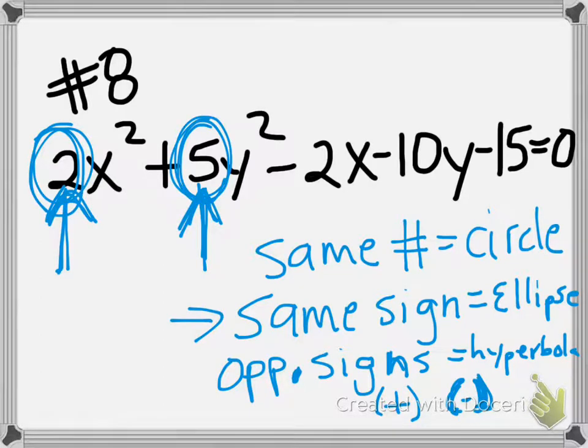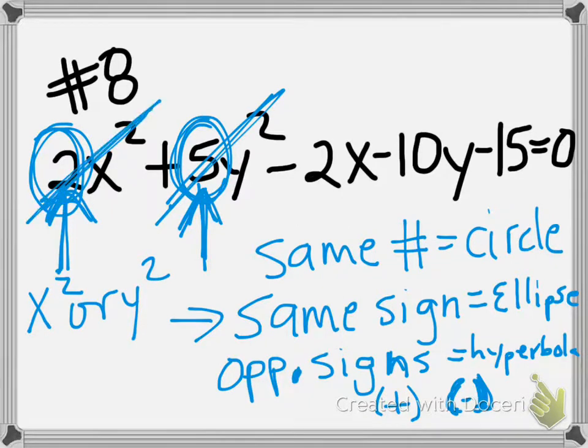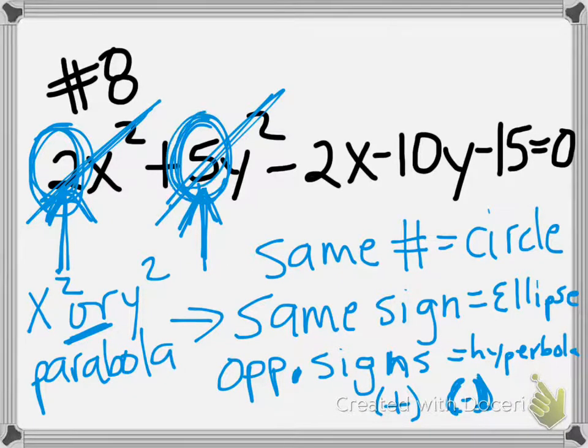If it's going to be a parabola, then one of these two numbers will be 0. In other words, you would either have x squared without having y squared, or you'd have y squared without having x squared, and if you had only one or the other, not both, then it would be a parabola. But for our example, we do have two numbers that are the same sign, so we have an ellipse.